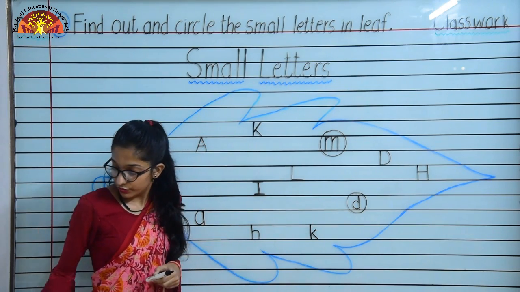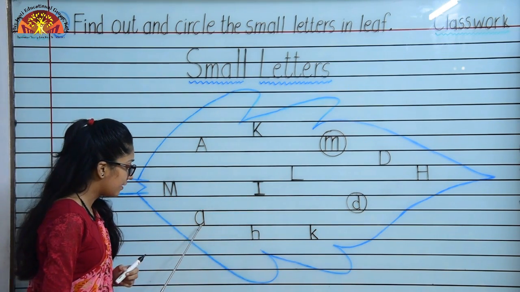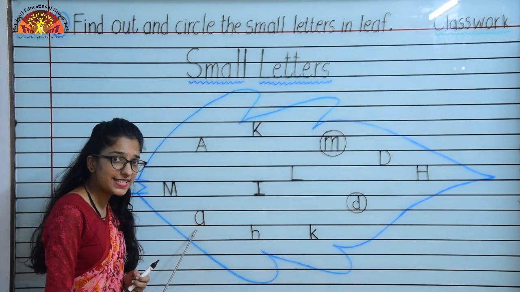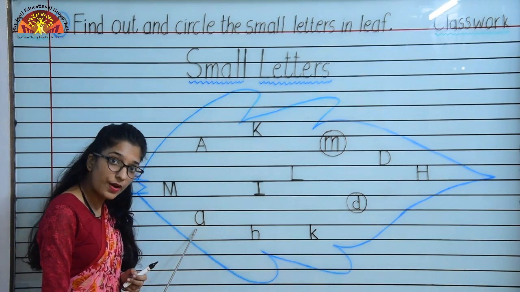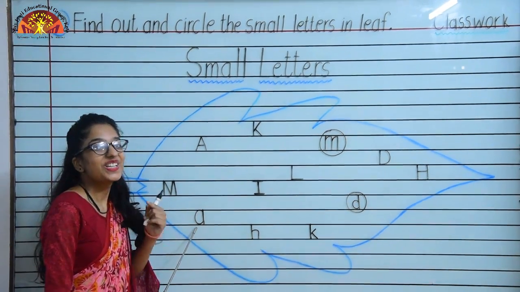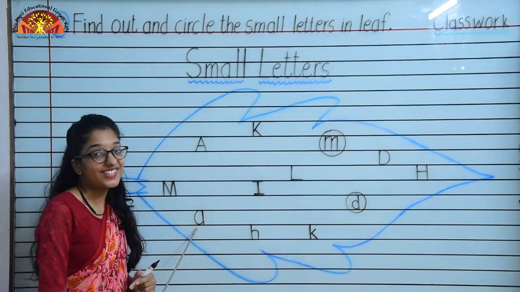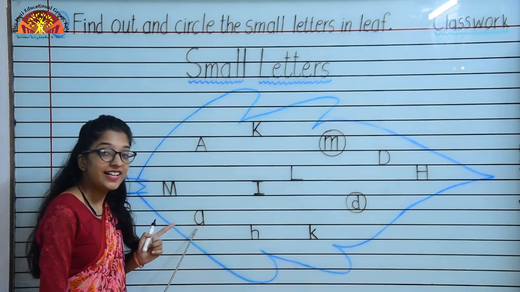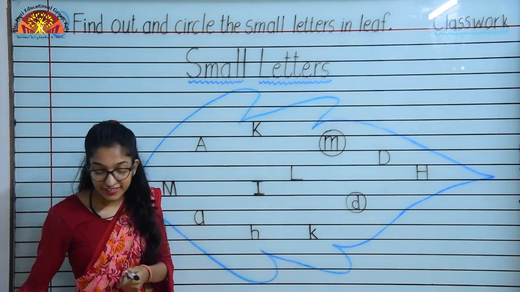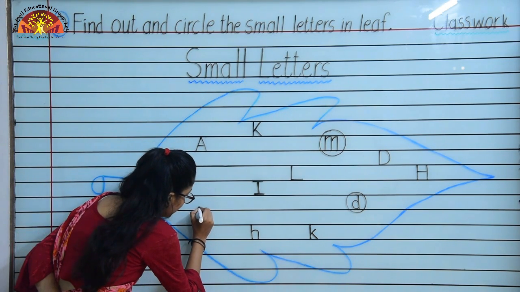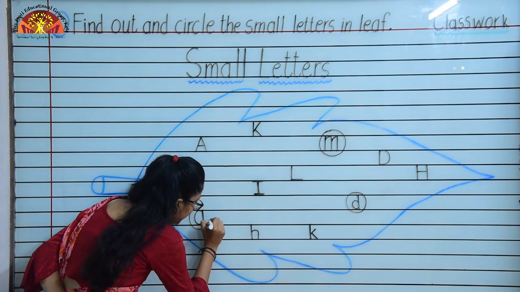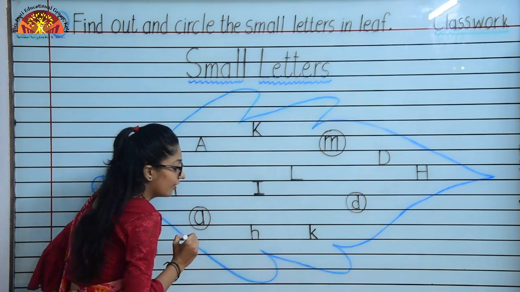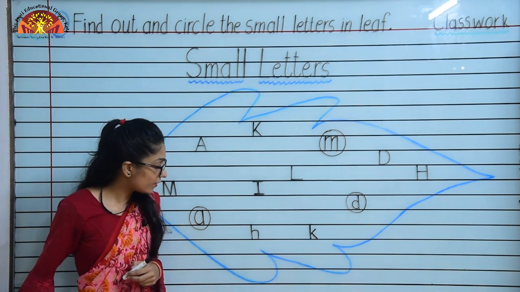Now come to next one. Now tell me, which letter is this? This one is capital or small? This one is small letter A. So again we have to circle on this letter. Let's do like this. Okay.